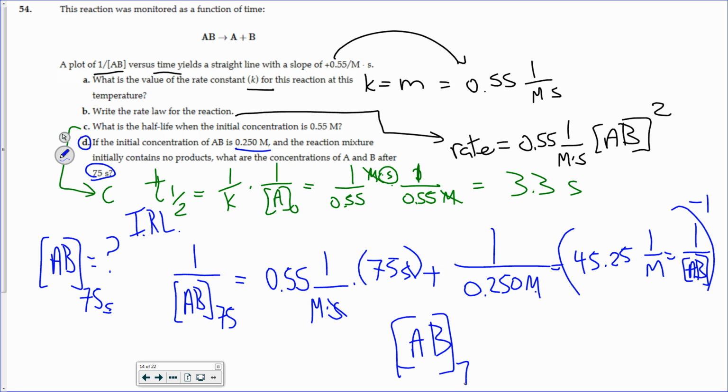at 75 seconds, just the inverse of that, which is 0.022 molar. So it's decomposed to a fraction of what it was, and that makes sense because every 3.3 seconds it's going through a half-life. It's disappearing really quick. So at 75 seconds, I've used a bunch of half-lives.